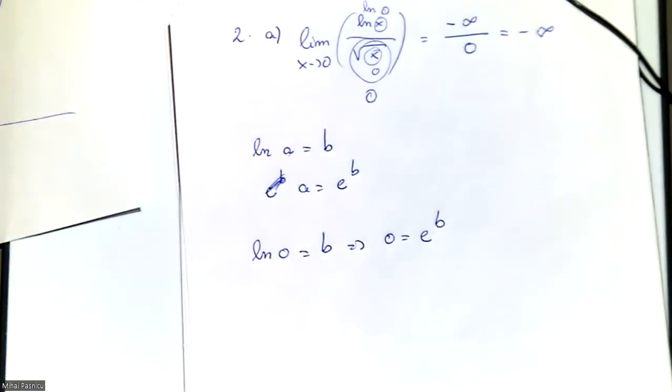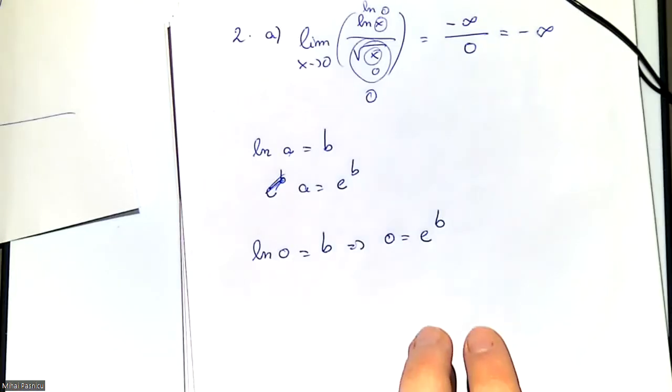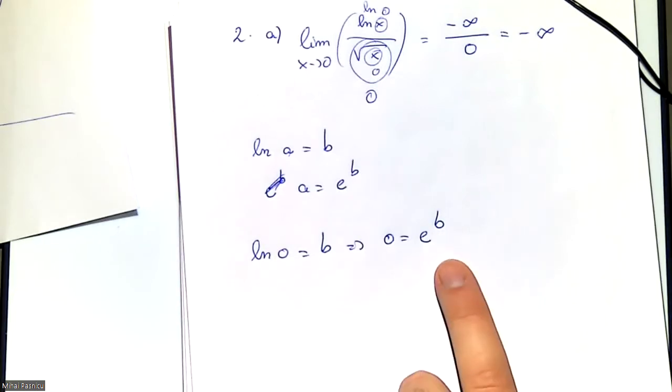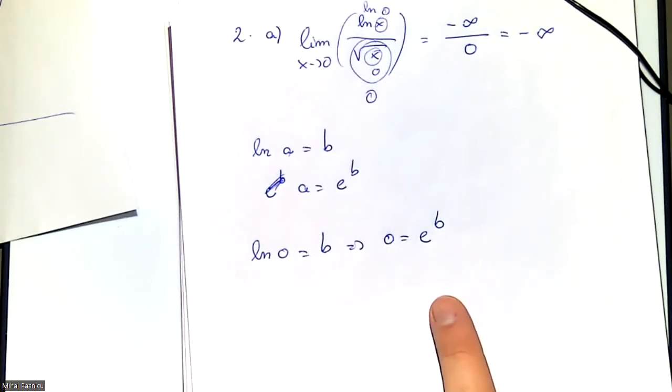Now, remember I told you repeatedly that log of 0 does not exist. It does not exist as a number. The reason being this: e to any power is never going to give you 0. Any number you put here is not going to give you 0. That's why log of 0 is not defined. And that's why in all the problems you always check for log not being 0.